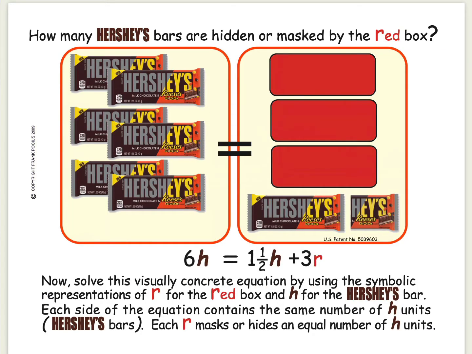Now solve this visually concrete equation by using the symbolic representation of R for the red box and H for the Hershey's Reese's Pieces bar. Each side of the equation contains the same number of H units, that's Hershey's bars. Each R masks or hides an equal number of H units.